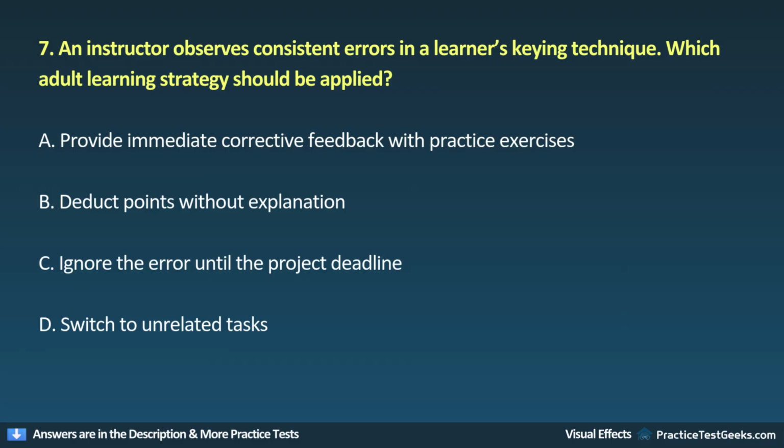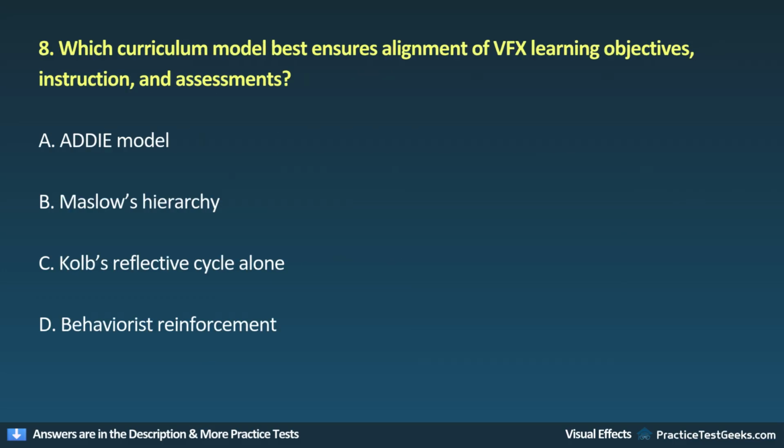7. An instructor observes consistent errors in a learner's keying technique. Which adult learning strategy should be applied? A. Provide immediate corrective feedback with practice exercises. B. Deduct points without explanation. C. Ignore the error until the project deadline. D. Switch to unrelated tasks.